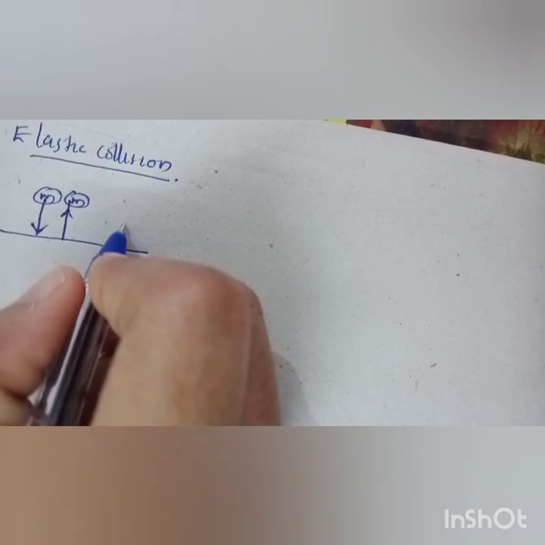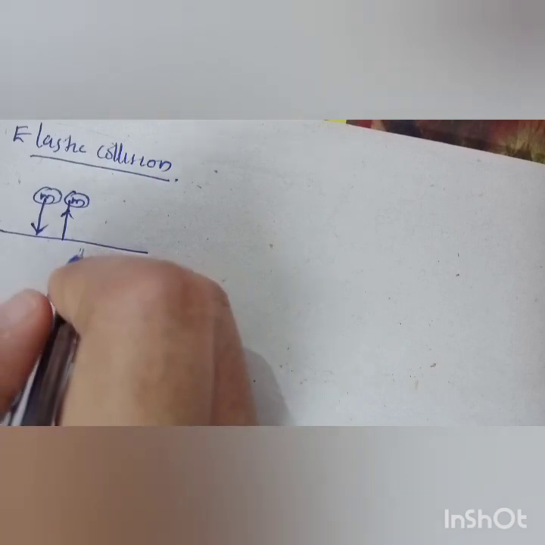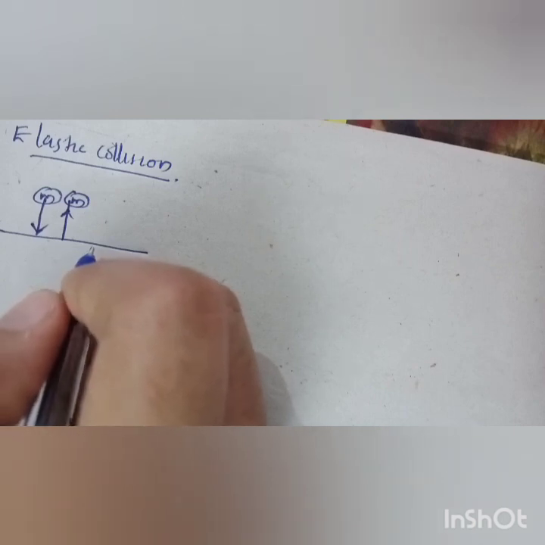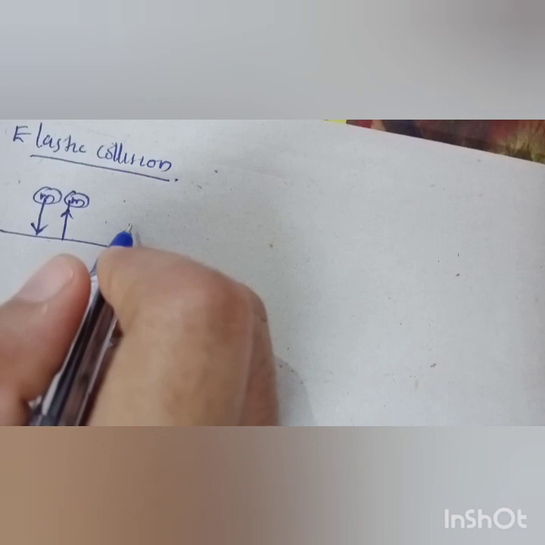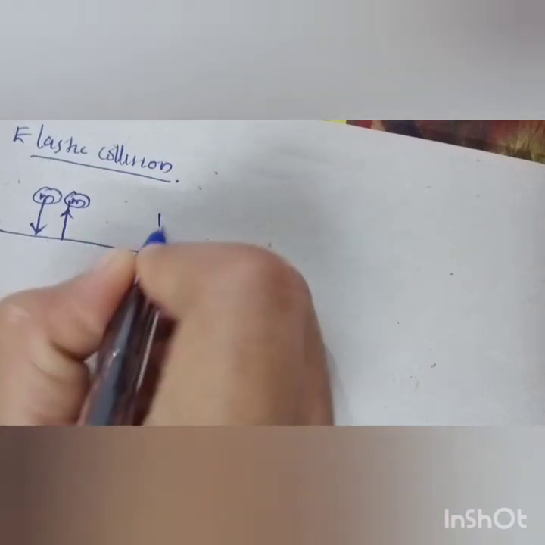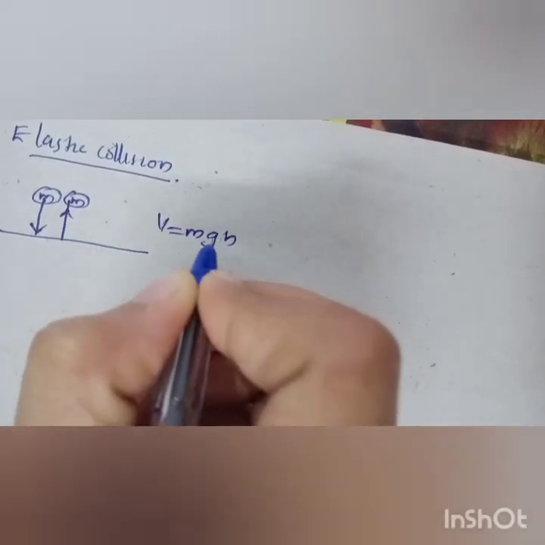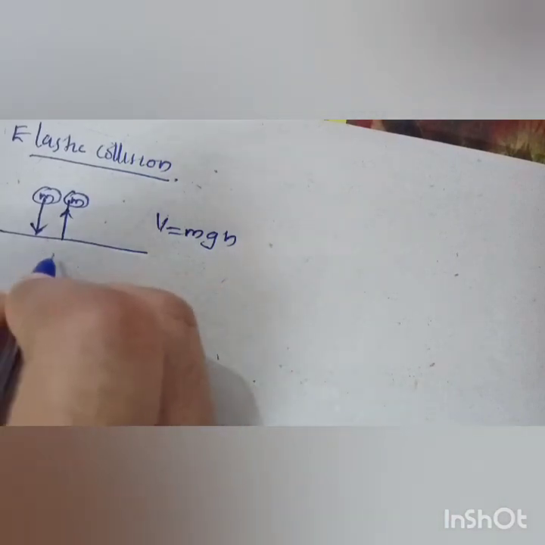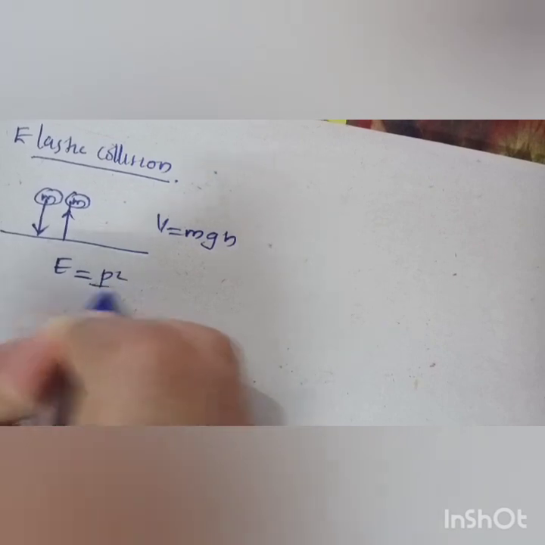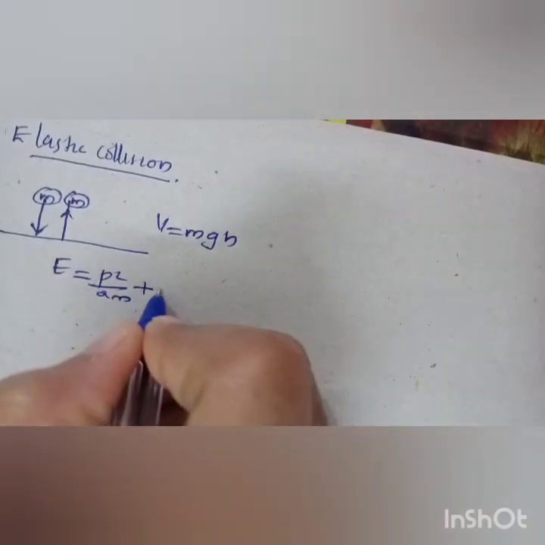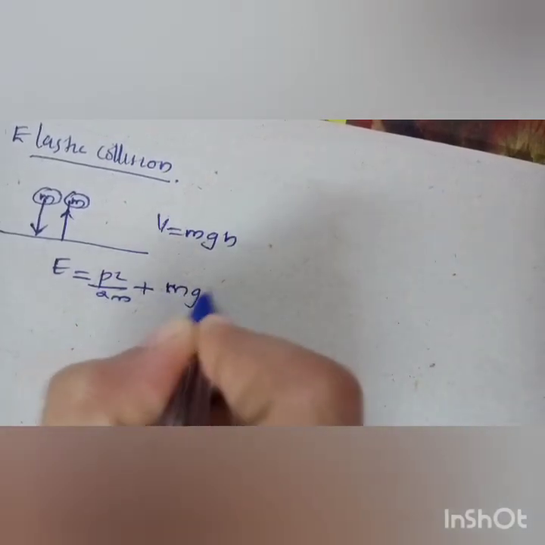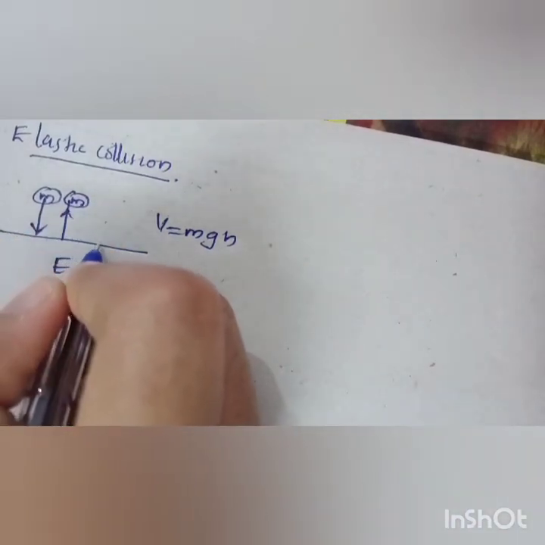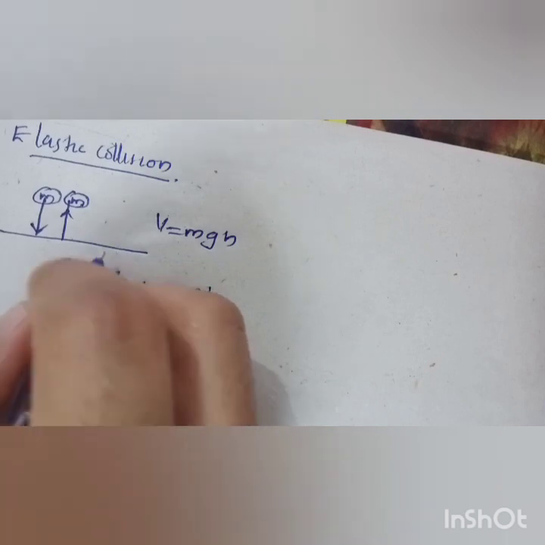In the first collision, the same height, it will return to the same height. There is no loss of kinetic energy. We know that V is equal to mgh, that is potential energy, and energy is equal to p square by 2m plus mgh, because we are considering a mass at position h, the potential energy is equal to mgh.